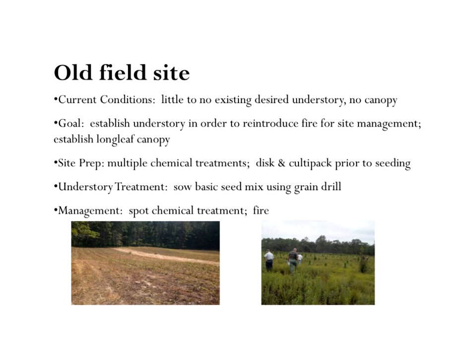For site prep for understory establishment, you're going to use multiple chemical treatments to eliminate the invasive species that are in that field, and then you're going to disc and cultipack the site prior to seeding. For the understory treatment, we would sow a basic seed mix using a grain drill. Since you have a wide open site, using a drill is perfect for this type of situation. As far as management, once you get those plants established, you're going to use fire to manage it and use spot chemical treatments if any of those invasives try to come back.